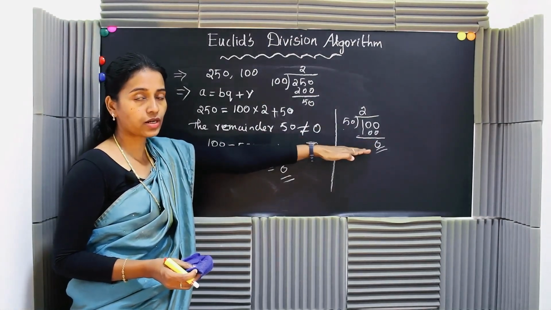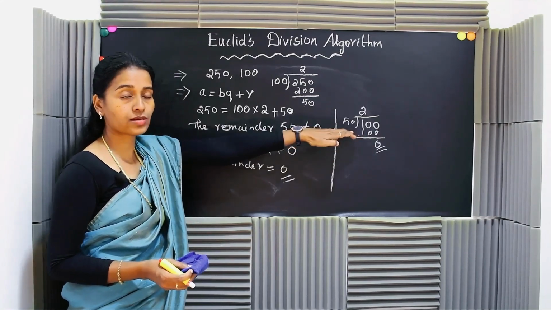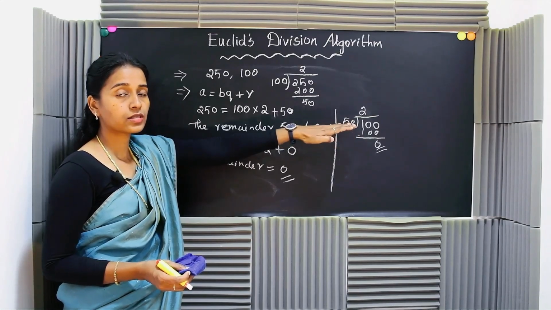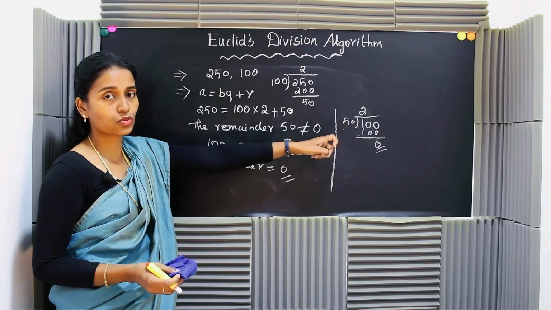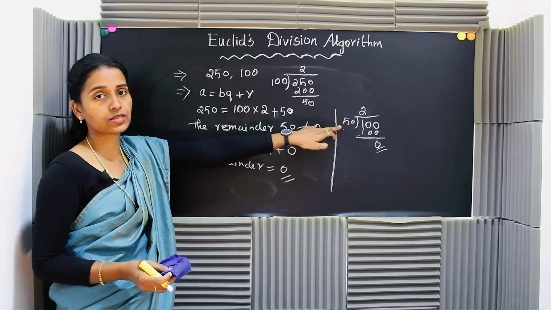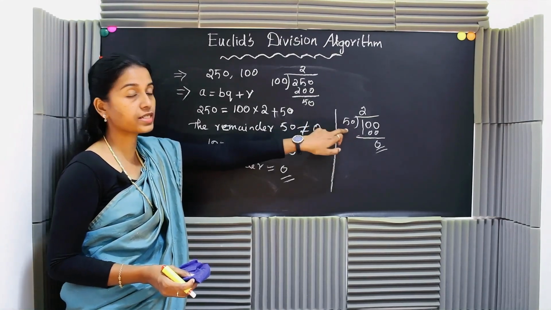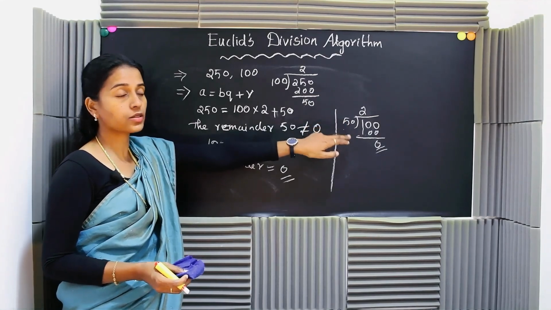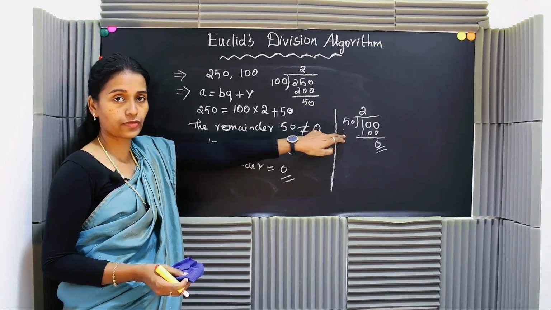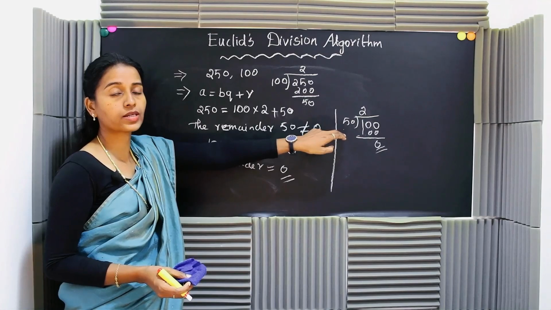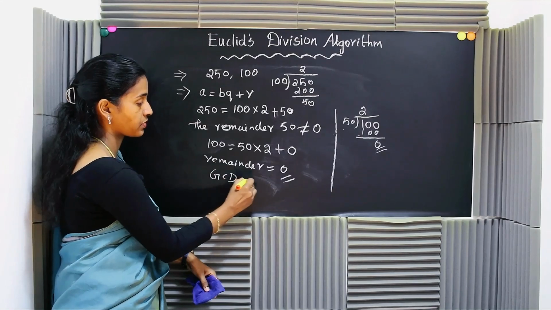In whichever stage we get the remainder as 0, in that stage, the number we have as divisor is called the GCD. In this case, what is the GCD here? 50, right? In this stage only we have gotten the remainder as 0. So, here the GCD is 50, or else you can say the HCF is 50. HCF means highest common factor. GCD means greatest common divisor. Both are the same. So, here the GCD is 50.